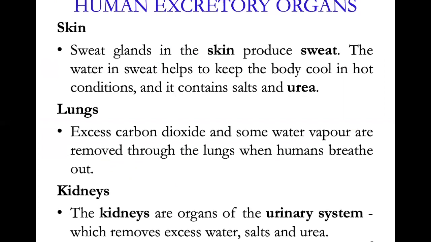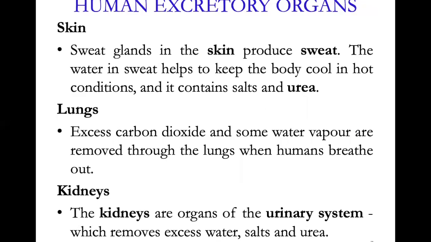Human excretory organs: skin, lungs, and kidney. In the skin, there are sweat glands. These sweat glands produce sweat. The water in the sweat helps to keep the body cool during hot conditions. Along with water, this sweat also contains salts and urea.